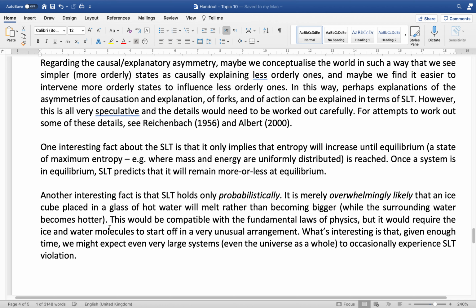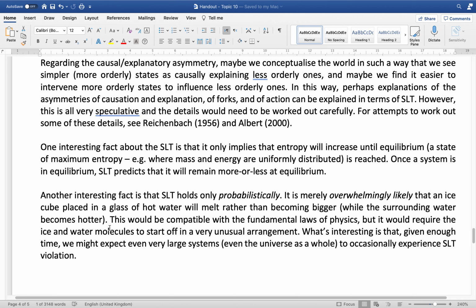So, what would a heat death state be like? Would it be a state? Would it be a state on this hypothesis in which there was no time? There was at least no temporal asymmetry once you're in that state. That's an interesting question. Another interesting fact is that the second law of thermodynamics holds only probabilistically.